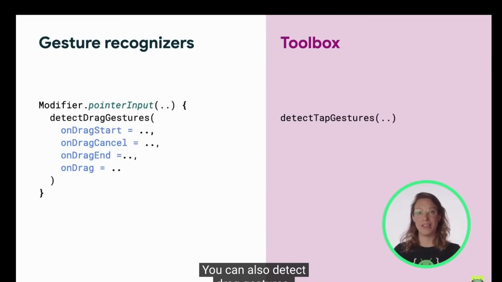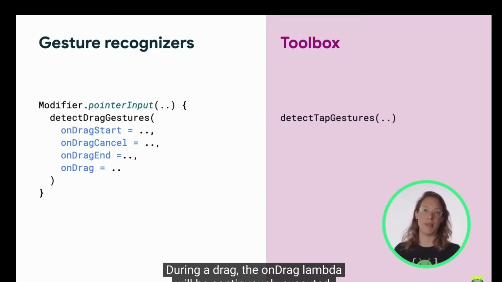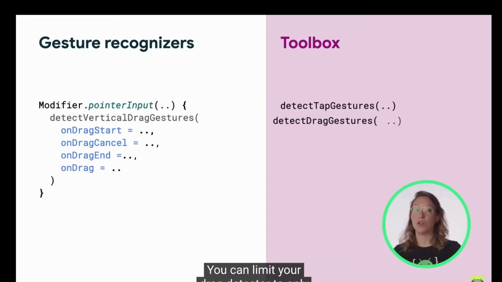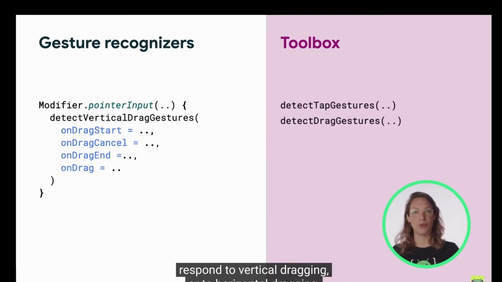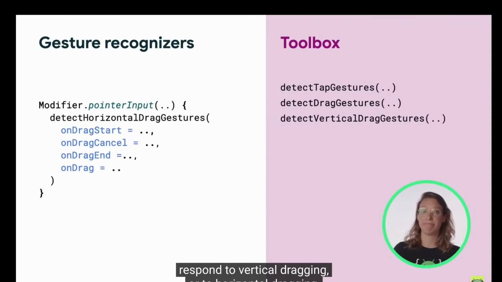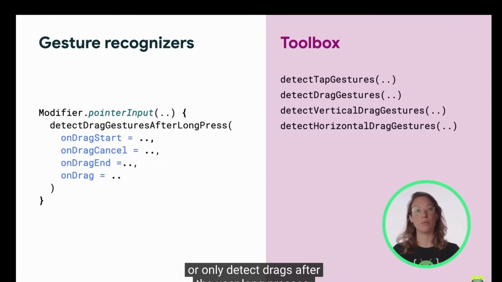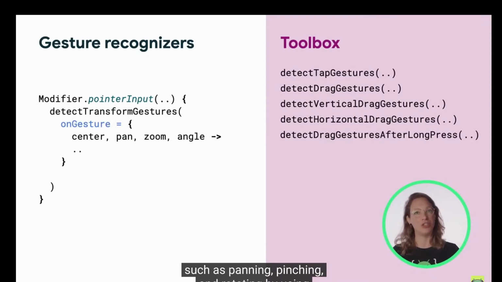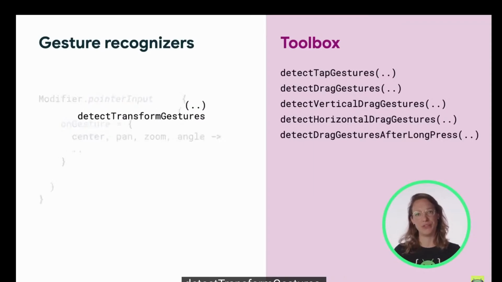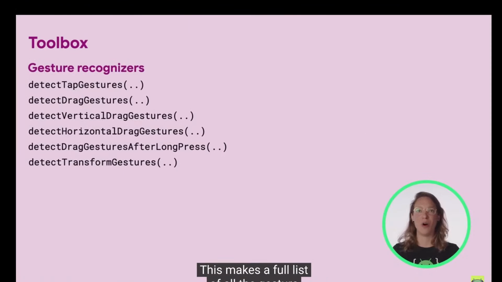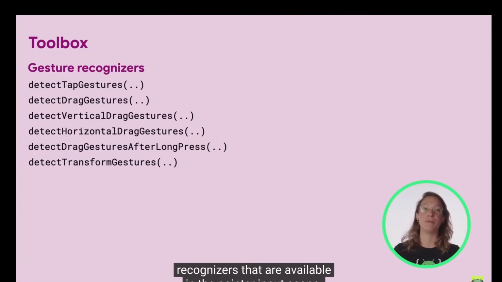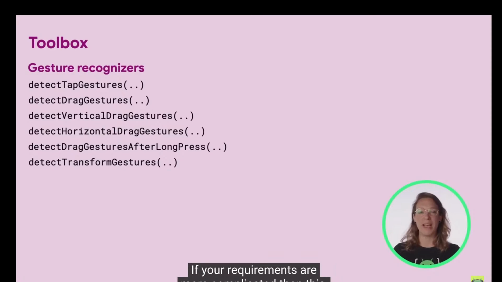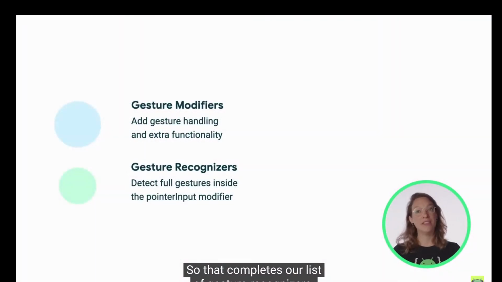You can also detect drag gestures. During a drag, the onDrag lambda will be continuously executed. You can limit your drag detector to only respond to vertical dragging, or to horizontal dragging, or only detect drags after the user long presses. And you can detect multi-touch transformation gestures, such as panning, pinching, and rotating, by using detect transform gestures. This makes a full list of all the gesture recognizers that are available in the pointer input scope. If your requirements are more complicated than this, you would need to fall back to handling raw pointer events. So that completes our list of gesture recognizers. Let's continue with the gesture modifiers.